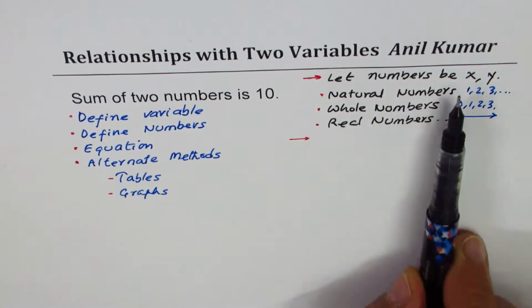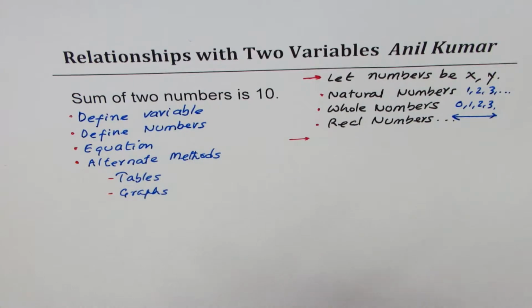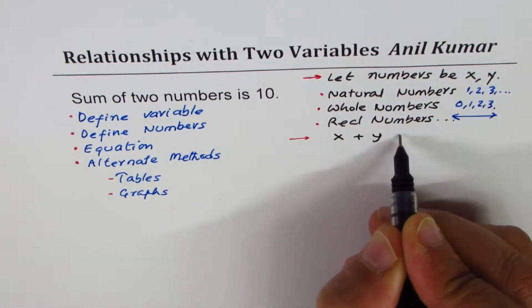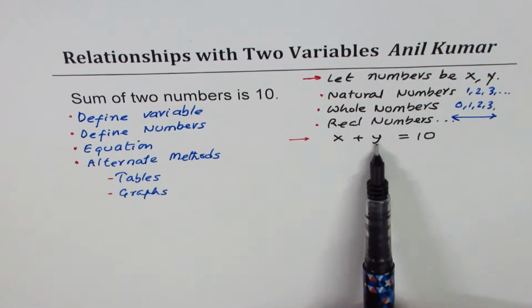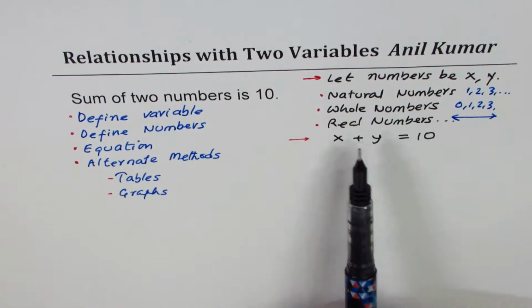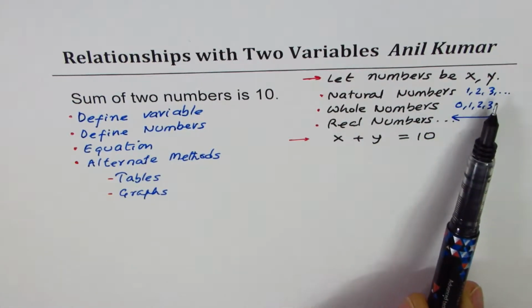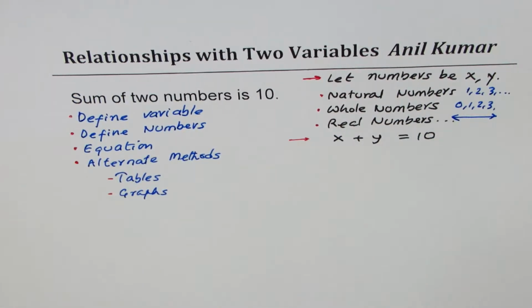When the two variables are x and y and their sum is 10, the equation is simply x plus y equals to 10. Correct? So we get an equation x plus y equals to 10, where x and y are two numbers. Now if the natural numbers are taken, then we can take values like 1, 2, 3, 4, 5, 6, 7, 8 and 9. Right? Okay.